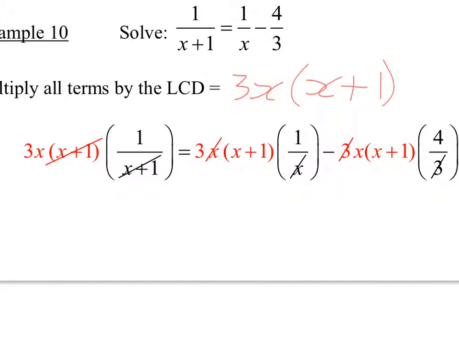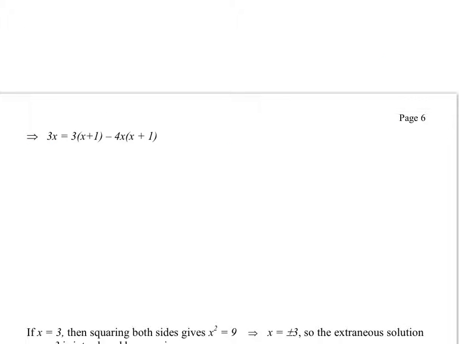Now that should mean that when we simplify this term here, we get 3x, and over here 3 times x plus 1, and over here we're going to get 4 times x plus 1, so 4x times x plus 1. And here we have it, so that's 3x equals 3 times x plus 1 minus 4x times x plus 1. And if we simplify that, we get 3x equals 3x plus 3 minus 4x squared minus 4x. That's just multiplying out the brackets.